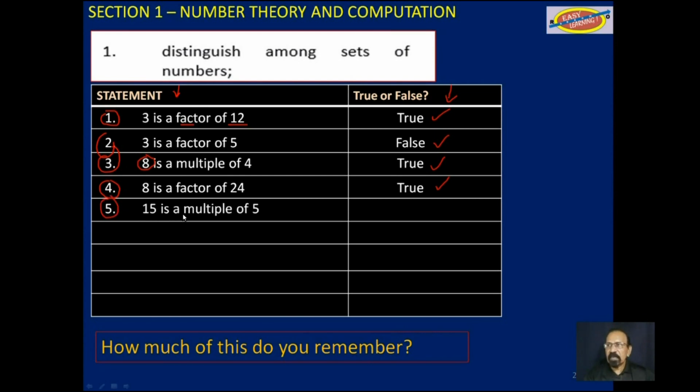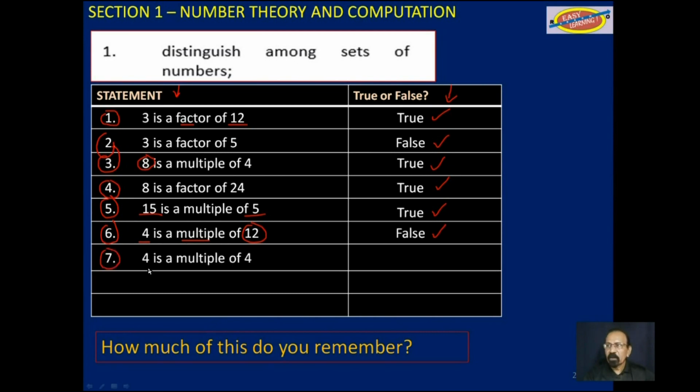Statement 5. 15 is a multiple of 5. If we multiply 5 by another number, will we get 15? And of course, the answer is yes. We multiply 5 by 3, we will get 15. So that is true. Statement 6. 4 is a multiple of 12. Okay. A multiple of a number must be bigger than the number. It cannot be less. So if you multiply 12 by 2, you will get 24. And by 3, you will get 36. So 4 is definitely not a multiple of 12. So that will be false.